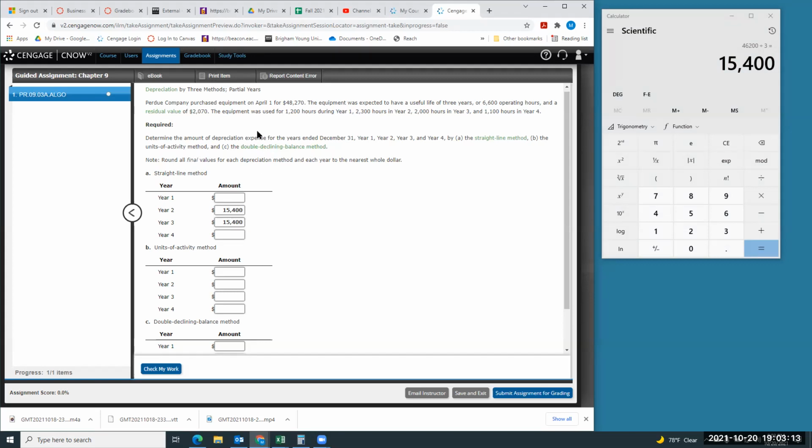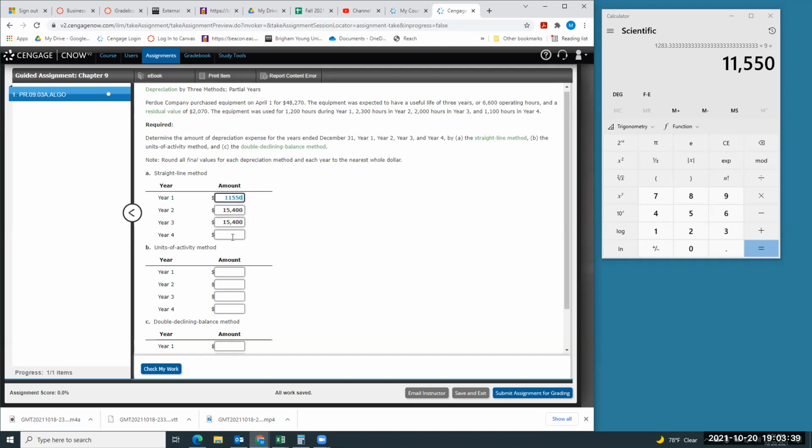Since this asset was purchased on April 1st, that means we'll own it from April 1st all the way through December 31st in that first year, which is 9 months. So to figure out how much depreciation expense for that first year, we can just take $15,400 divided by 12. That gives us a monthly depreciation amount, and then multiply that by 9. So in that first year, we'll do 9 months, or $11,550.